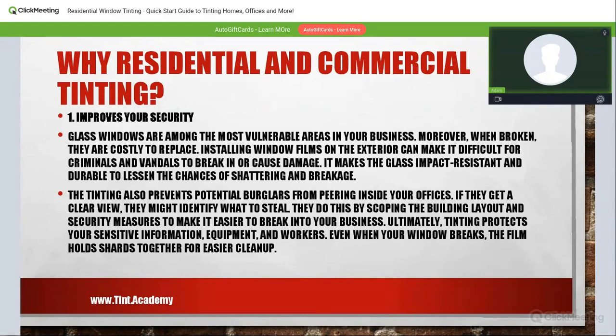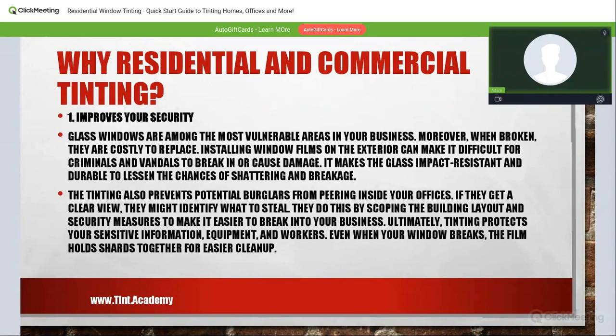it improves the security of your home. Glass windows are among the most valuable areas in your business. Moreover, when broken, they are costly to replace. Installing window film on the exterior can make it difficult for criminals and vandals to break in or cause damage. Right now, we're seeing a 33% increase in home invasions and break-ins. That's right from the Hamilton Police page. So it's actually increased by 33% this year.